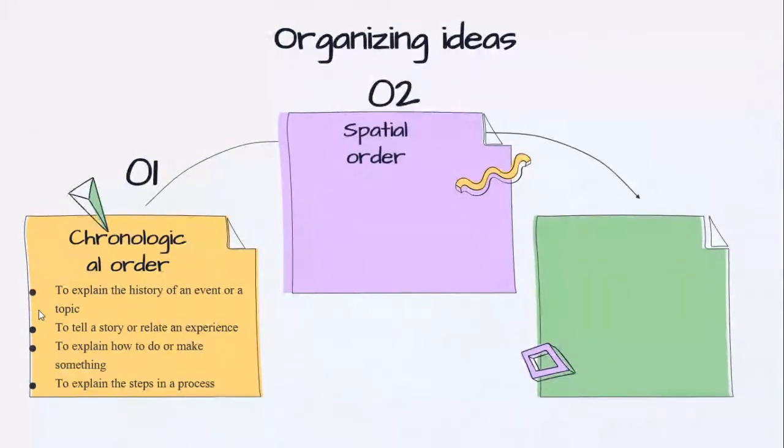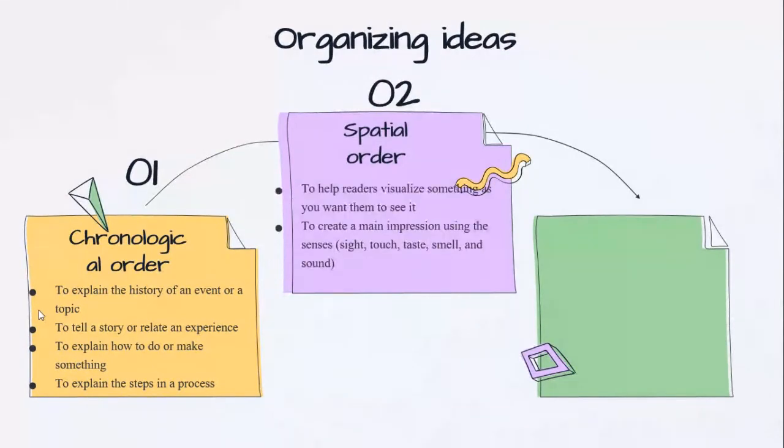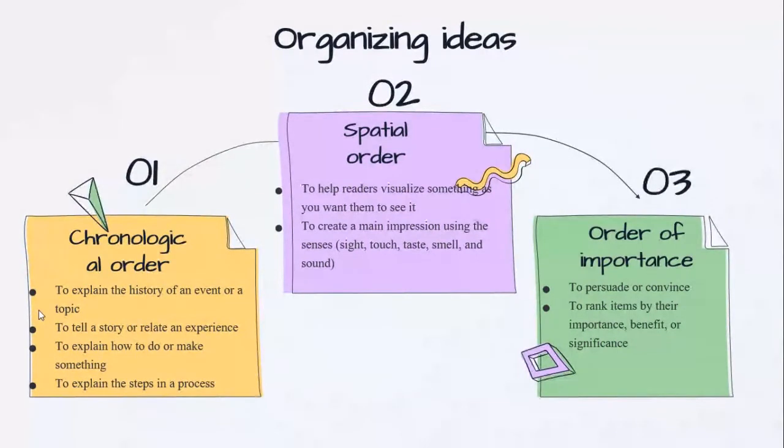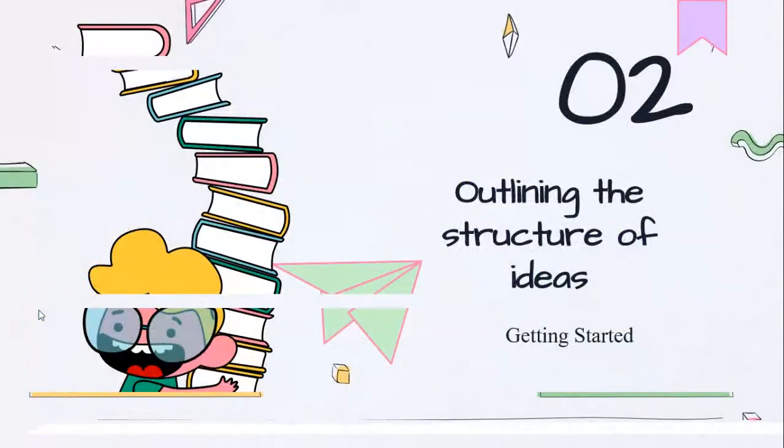Number 2, spatial order. This helps you visualize something as you want them to see it, to create a main impression using the senses: sight, touch, taste, smell, and sound. Number 3, order of importance, which is important to persuade or convince, to rank items by importance, benefit, or significance. So you have the ideas and you have a way of organizing your ideas. So we're going to move to the next stage, which is outlining the structure of ideas, actually getting started.